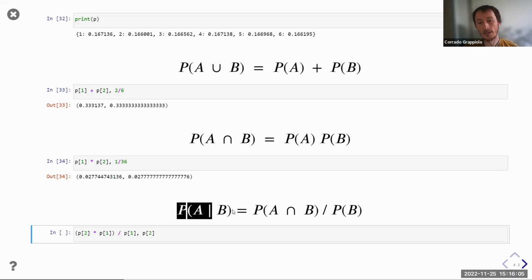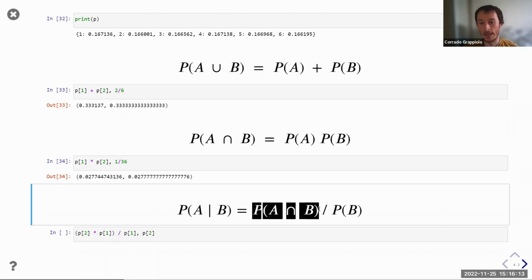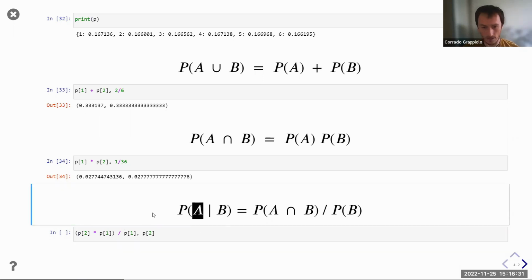And then the last bit is the conditional probability, which is the probability of an event occurring given that another event has occurred, and it's defined as the joint probability of the 2 divided by the probability of the prior. This is the prior event. In this case, imagine we want to roll the dice twice, and we want to calculate the probability of observing 2, given that the first time we roll the dice, we obtain 1.